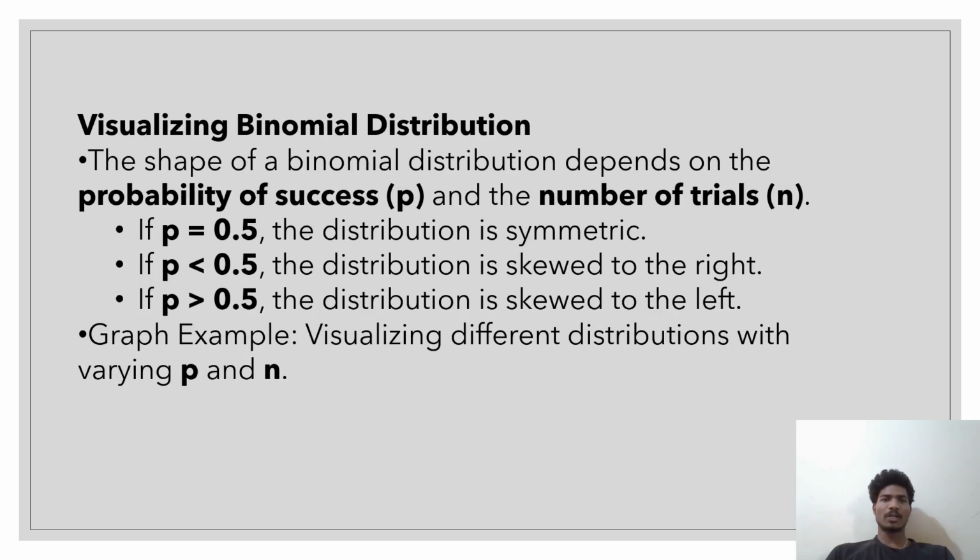Visualizing binomial distribution. The shape of a binomial distribution depends on the probability of success, denoted as P, and the number of trials, denoted as N. If P equals 0.5, the distribution is symmetric. If P is less than 0.5, the distribution is skewed to the right. If P is greater than 0.5, the distribution is skewed to the left. The graph example visualizes different distributions with varying P and N.